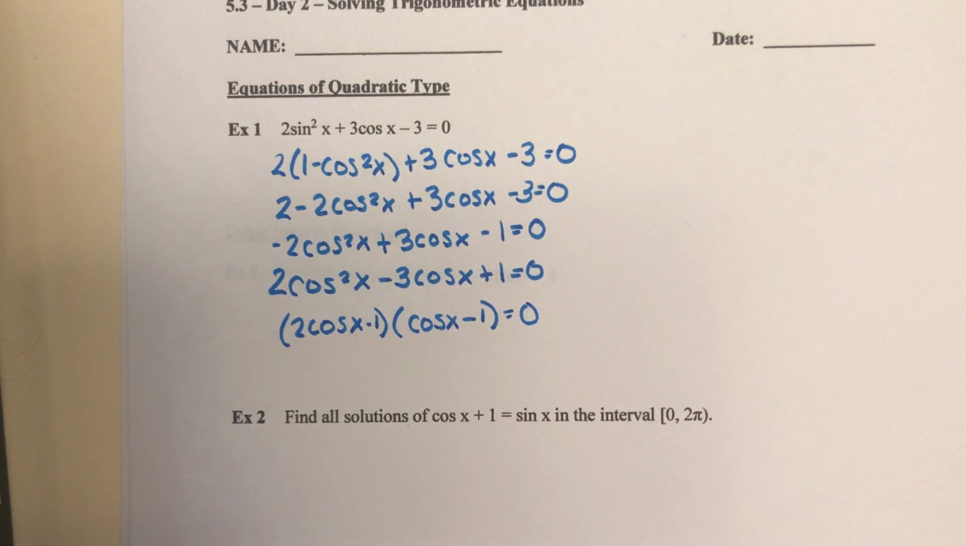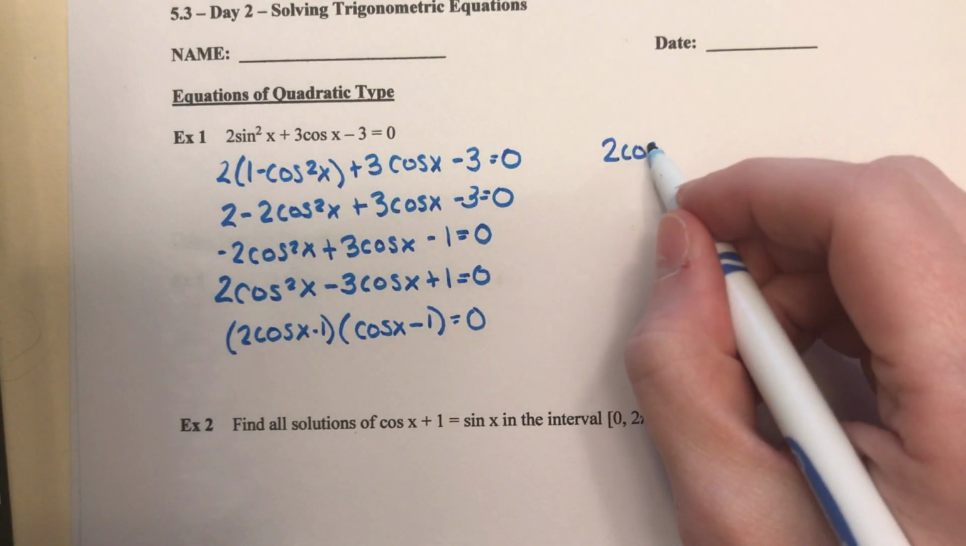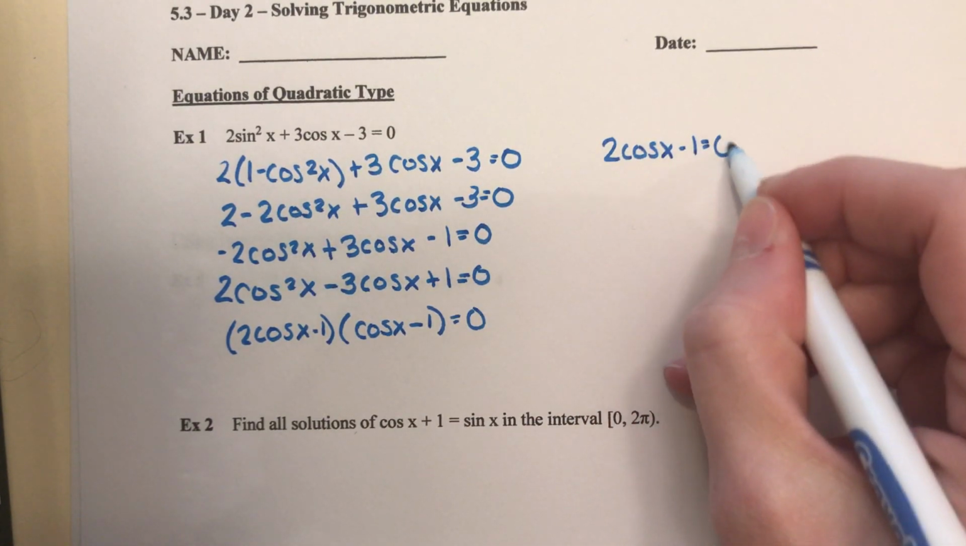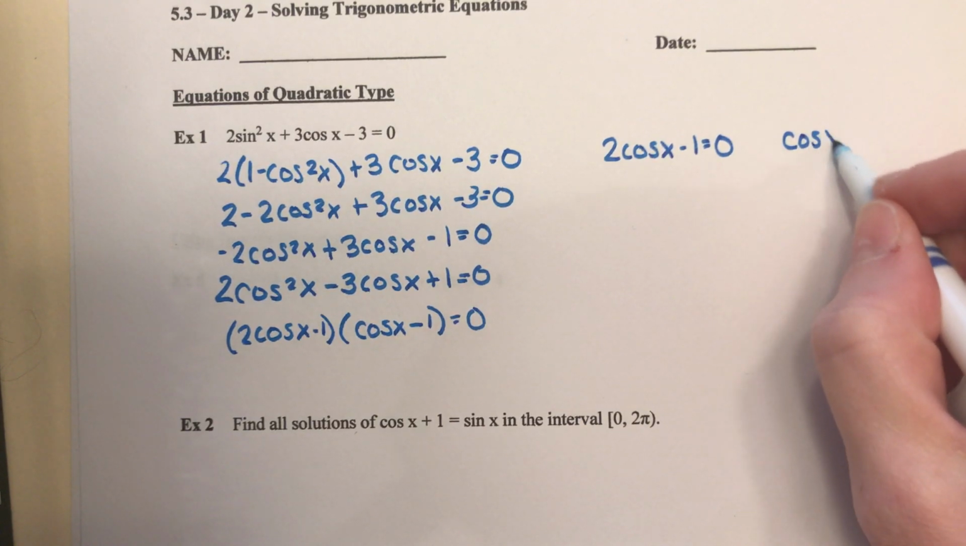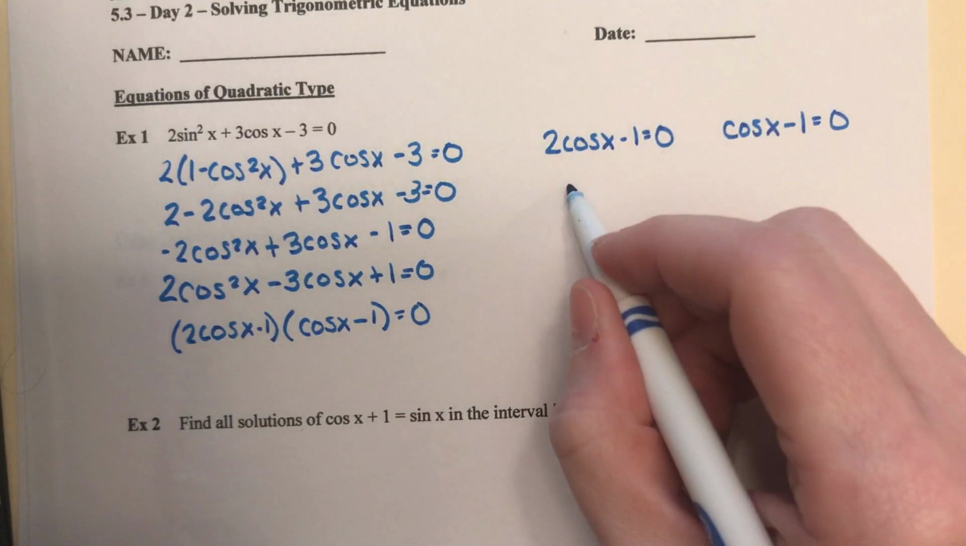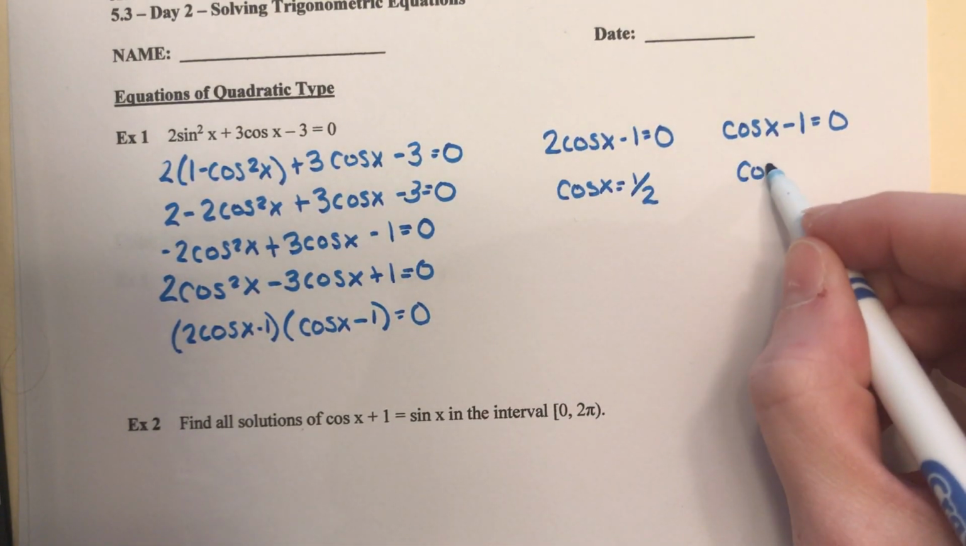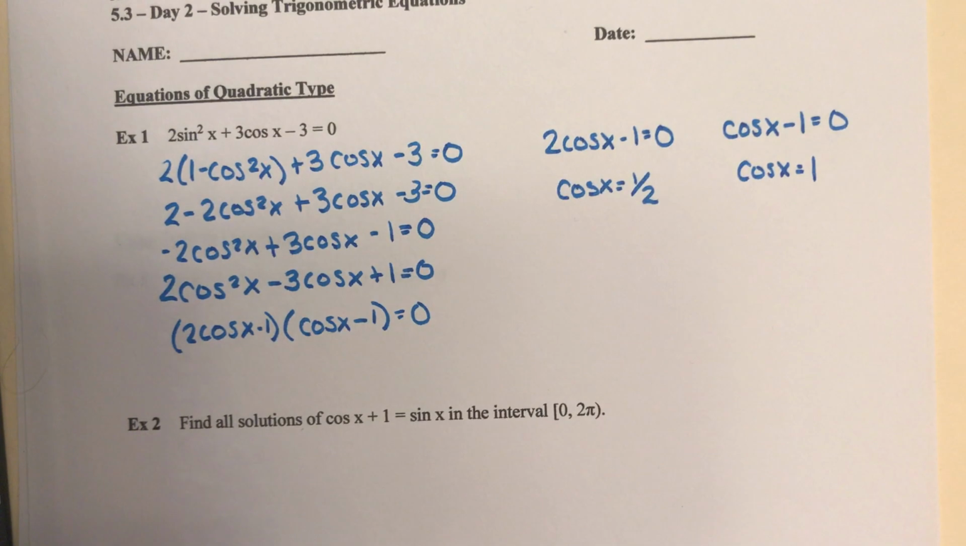And then our next step is we set both equal to 0 and solve. So I'm going to set 2 cosine of x minus 1 equal to 0 and cosine of x minus 1 equal to 0. So this would be cosine equal to 1/2 and cosine equal to 1. So now I'm going to use my unit circle to help me out and find the answers. So first I want to find where cosine is equal to 1/2.